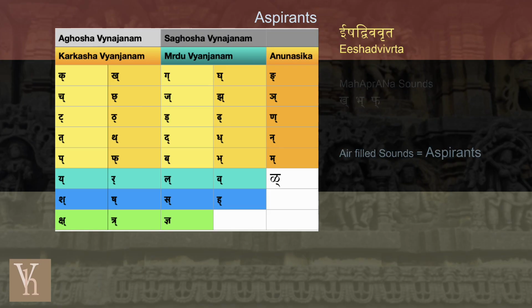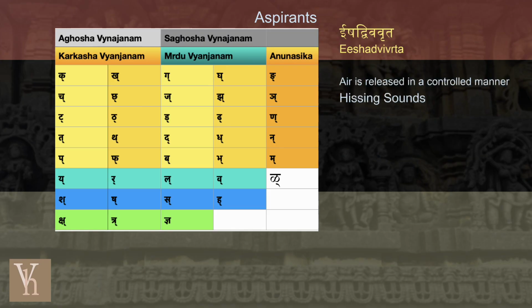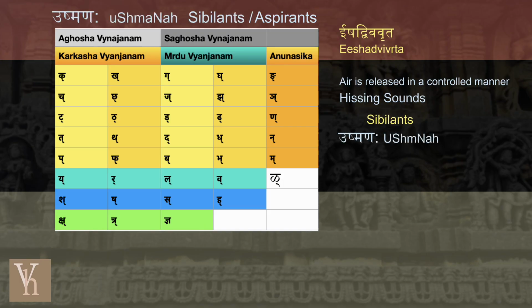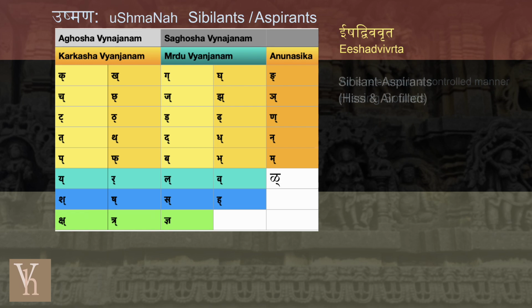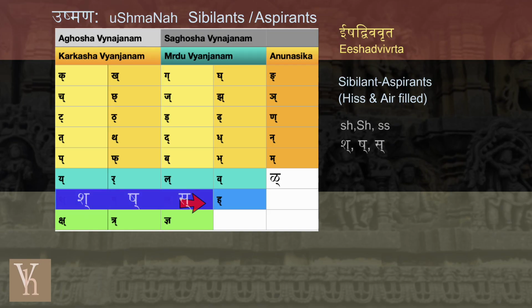Whereas in the Eeshadvivrta Vyanjanams, air is specifically released in a controlled manner, producing hissing sounds. Therefore, they are also called Sibilants, which are hissing sounds. In Samskrta, they are called UShmaNAh, which literally means vapor or steam or hissing. The Sibilant aspirants are 3 in number, marked in dark blue, sh, sh and s.